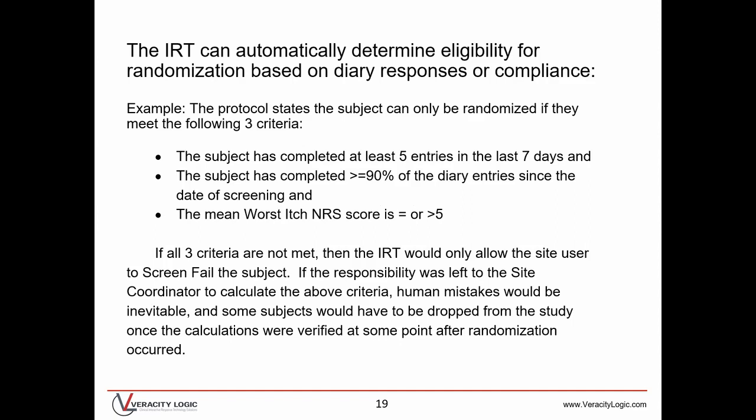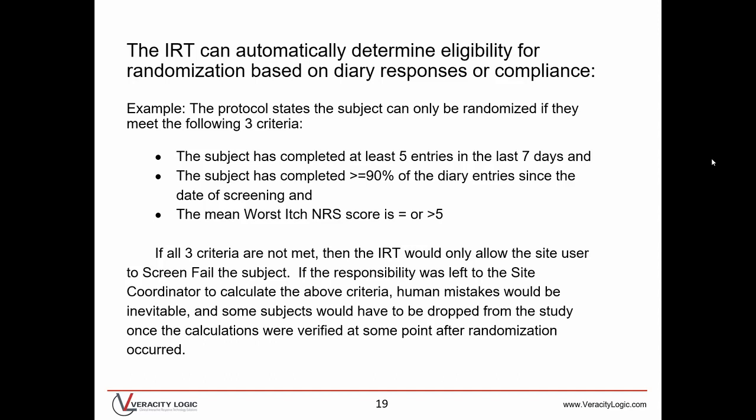Another advantage is that the IRT can be used for determining whether the patient is eligible for randomization based on responses which have been entered in a daily diary. Let's take a look at an example. The protocol states that the subject can only be randomized if they meet the following 3 criteria. The subject has completed at least 5 entries in the last 7 days, and the subject has completed at least 90% of the diary entries since the date of screening, and the mean worst itch NRS score is 5 or greater.